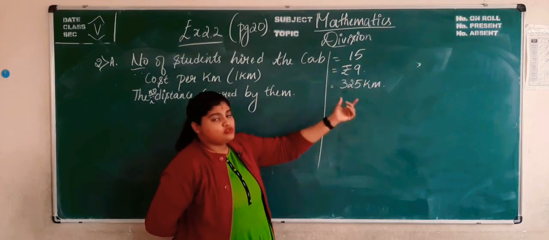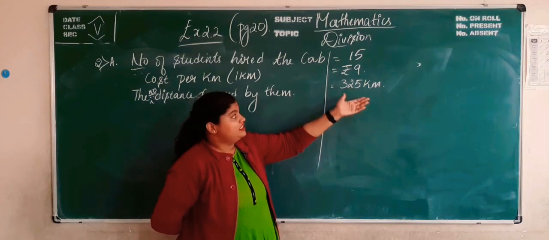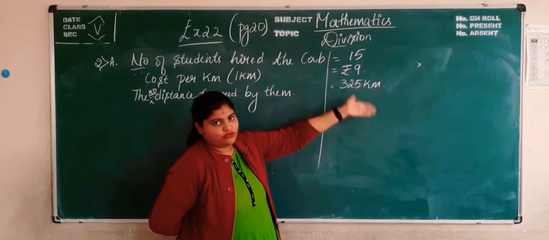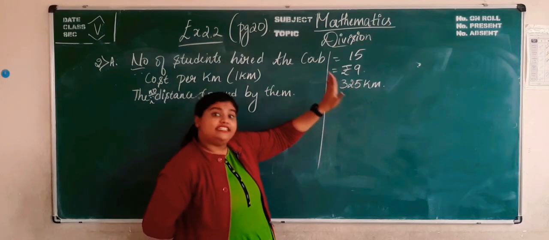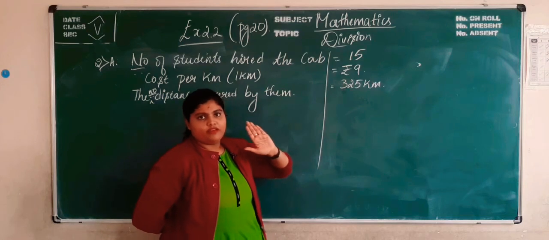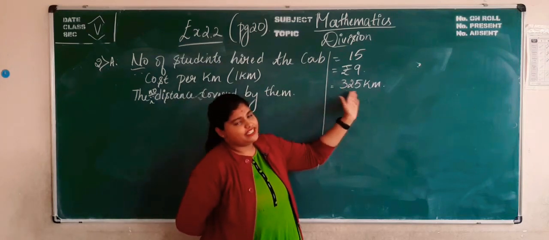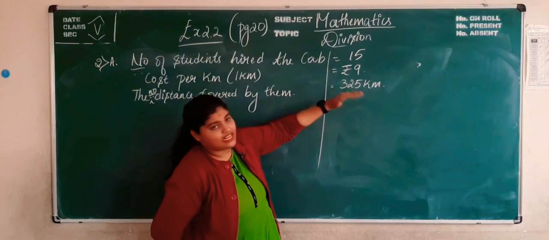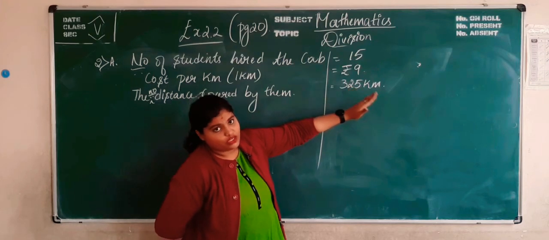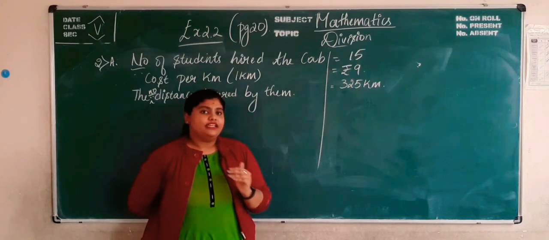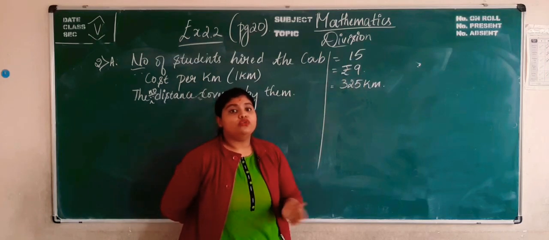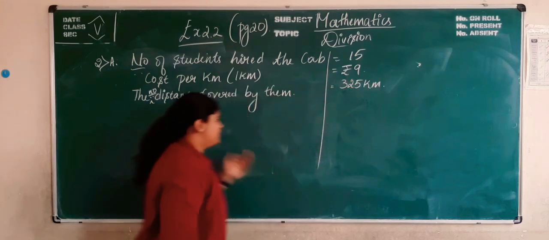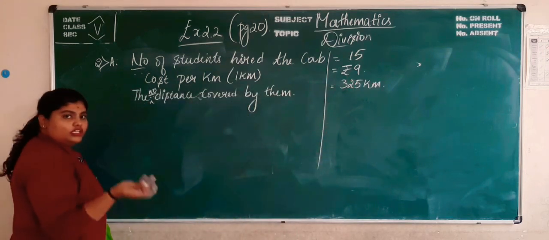They have to pay for that. So now I find out the total amount that they have hired a cab. For that, how much it is, that I have to calculate. So what I will do, I will calculate distance into cost. We know the total distance traveled by them is 325 kilometers and we know the cost per kilometer is 9. So what I will do, I will multiply 325 kilometers into 9. So what I'll do, I'll find out the total cost.